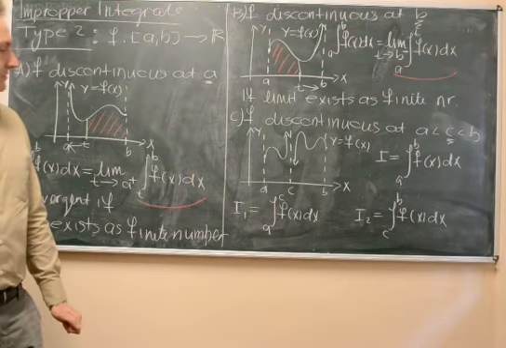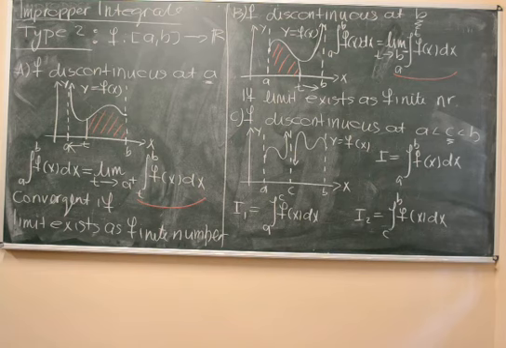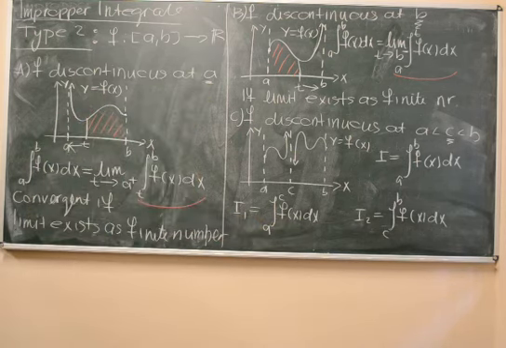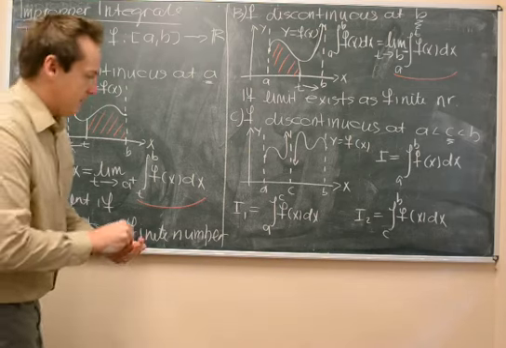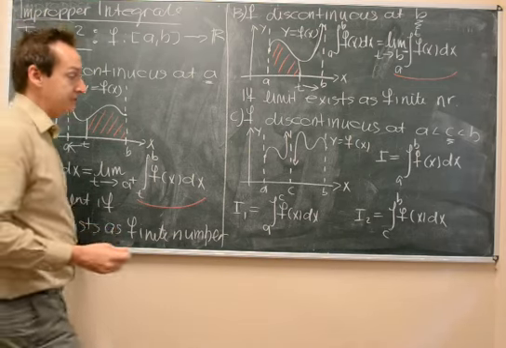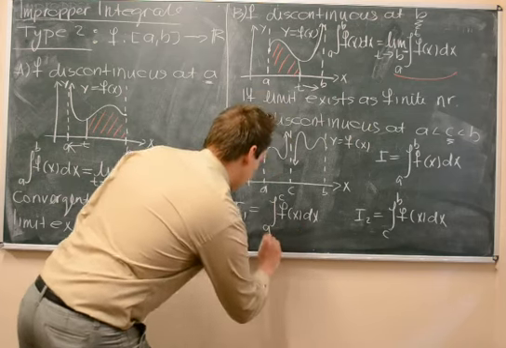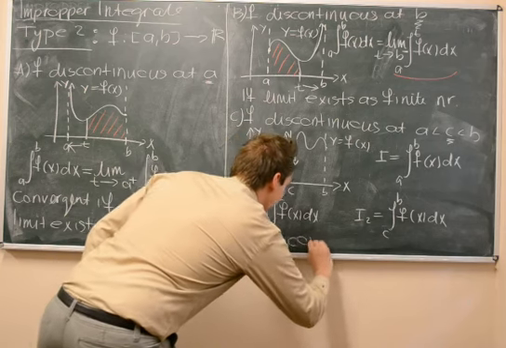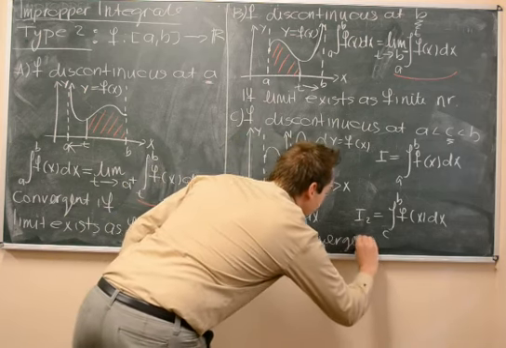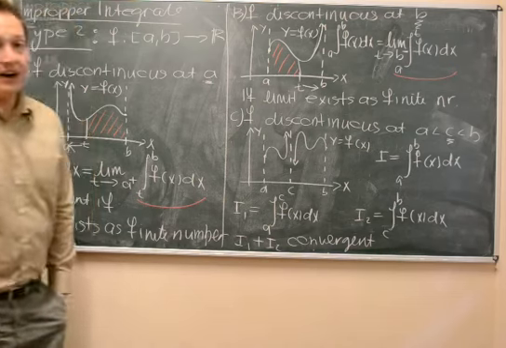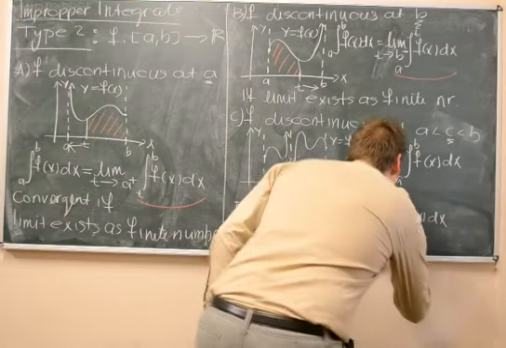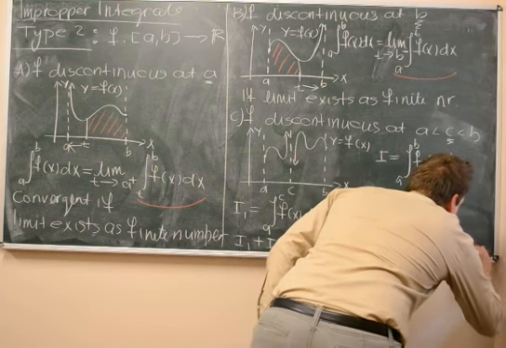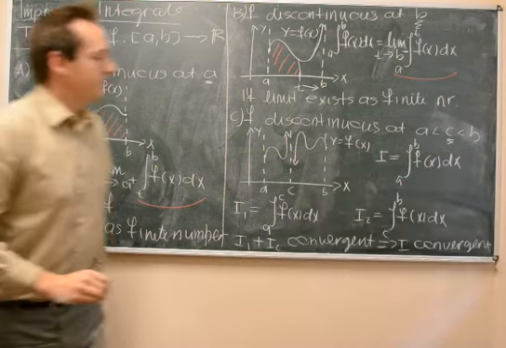So note that because your function f is discontinuous at c, both these integrals are improper integrals. And if both of these are convergent, then we say that I is convergent, our big integral.